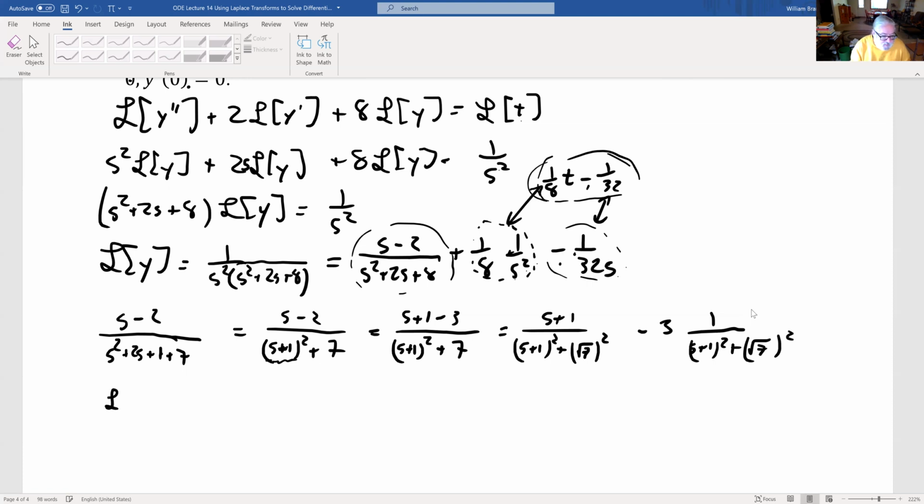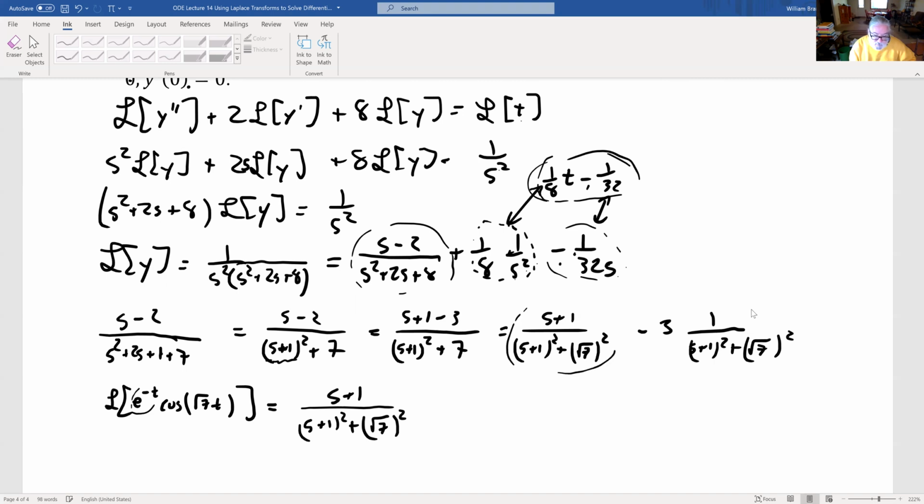Keep in mind that the Laplace transform of e to the minus t cosine root 7t, what is that going to be? Well, the cosine gives us an s over s squared plus root 7 squared, but the e to the minus t means we shift the s to s plus 1. So that'll give me s plus 1 over s plus 1 squared, the plus 1 comes from the e to the minus t, plus root 7 quantity squared. So that's this term. So the inverse Laplace transform of that is e to the minus t cosine root 7t. What about this term?